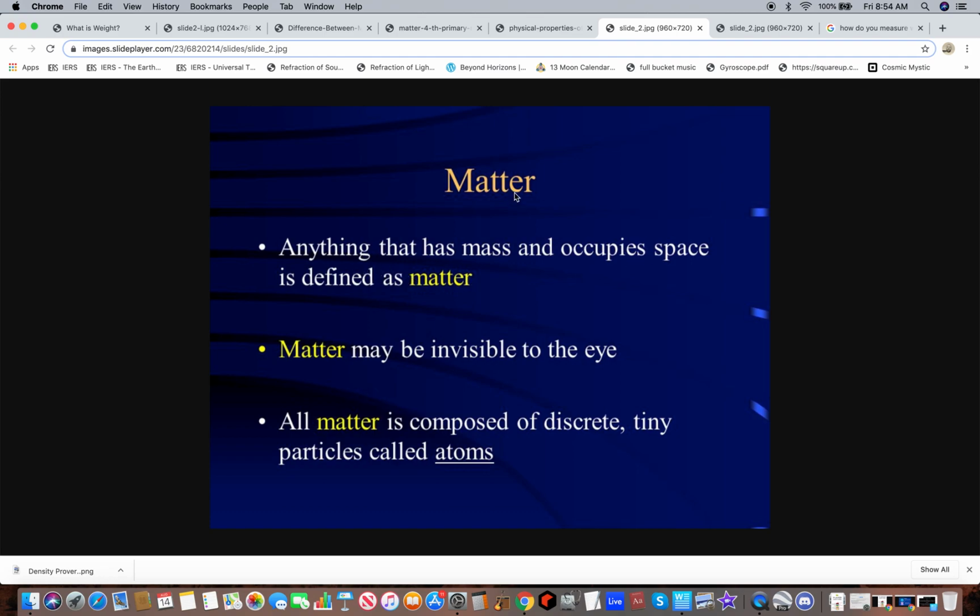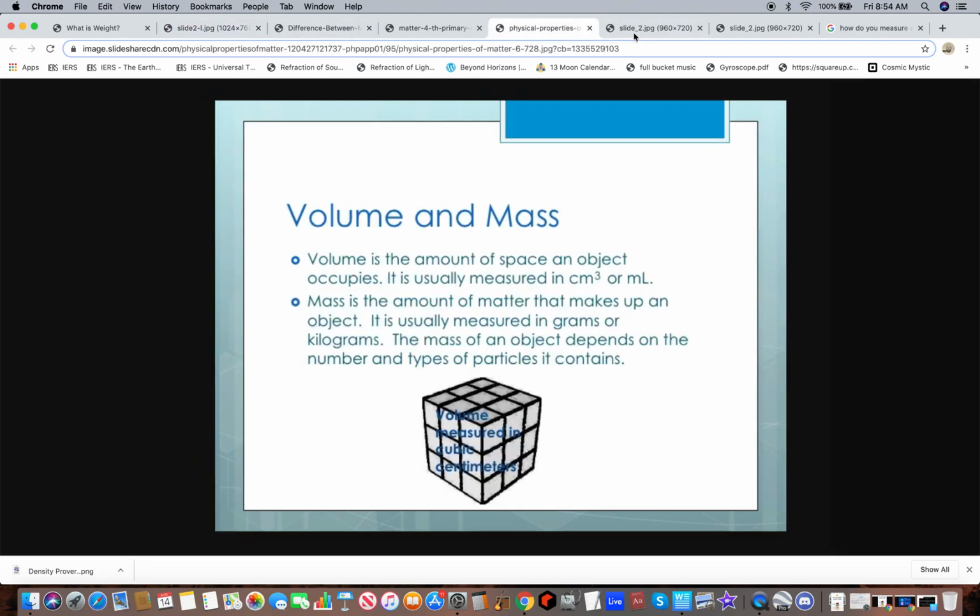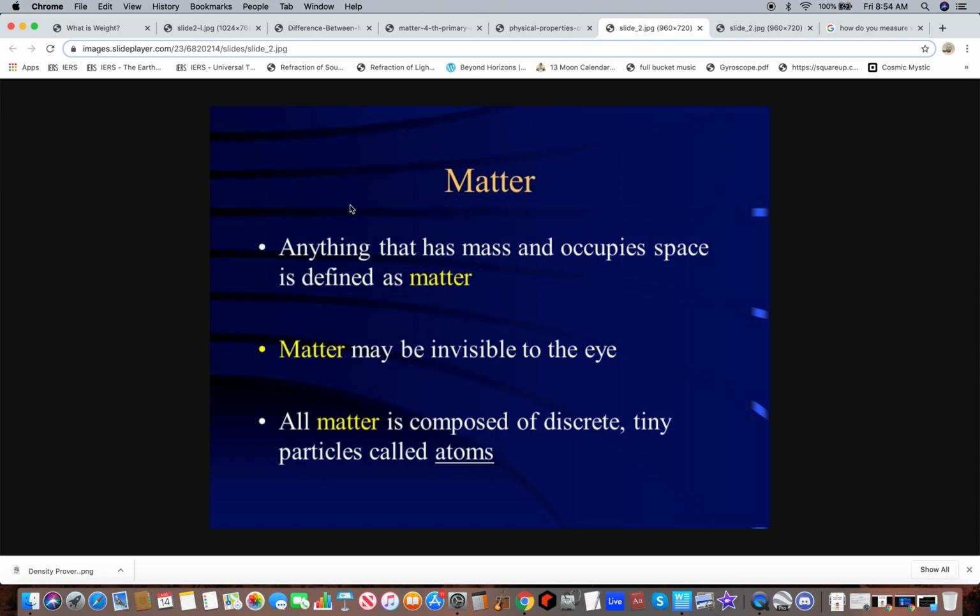How does matter have mass? Mass is defined as the amount of matter in a volume. How does matter have mass? You know, it's just adding mass to everything. It's like adding sugar to everything. Make everything sweet, add mass to it.